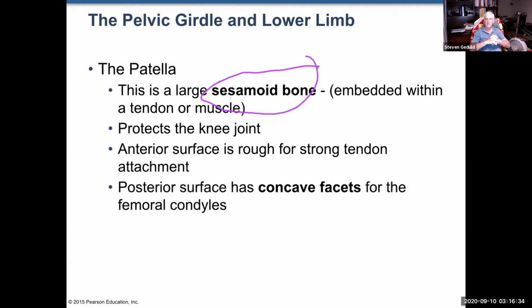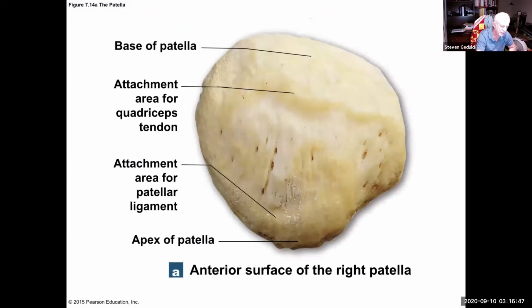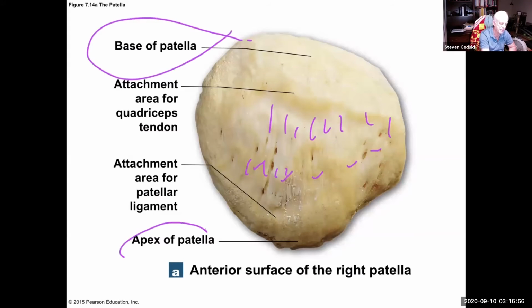Its anterior surface is rough, so the tendon can attach to it. The posterior surface has concave facets, so it can move and glide as the knee bends. You can see the rough anterior surface. This is the rough surface where the tendon attaches. This is the base of the patella, and this is the apex.